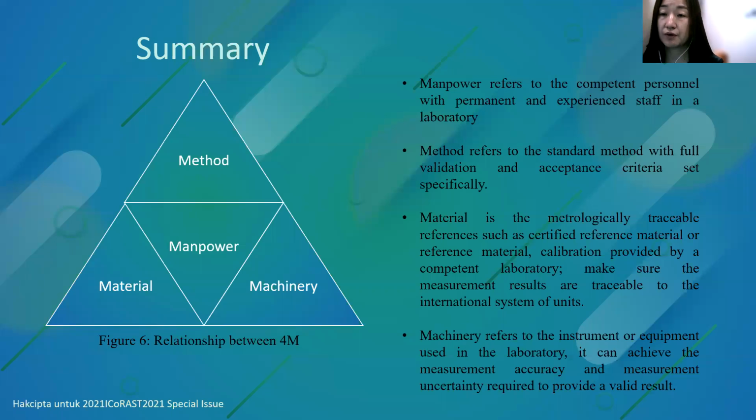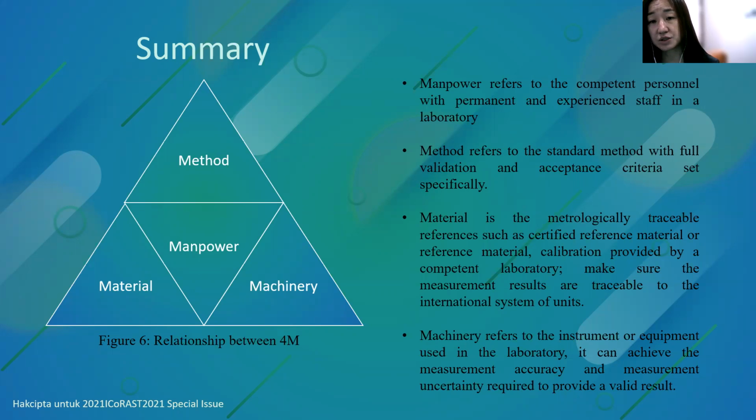Here is a summary for the 4M. We have method, manpower, which refers to personnel, machinery, and material. Manpower is competent personnel with permanent and experienced staff in a laboratory. Method refers to the standard method with full validation and acceptance criteria set specifically. Material is a metrologically traceable reference such as a certified reference material or reference material. Calibration is provided by a competent laboratory.